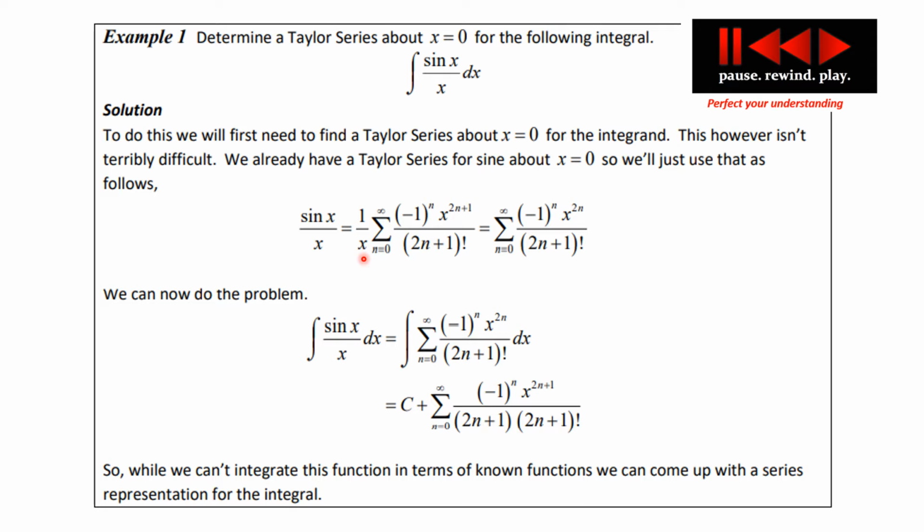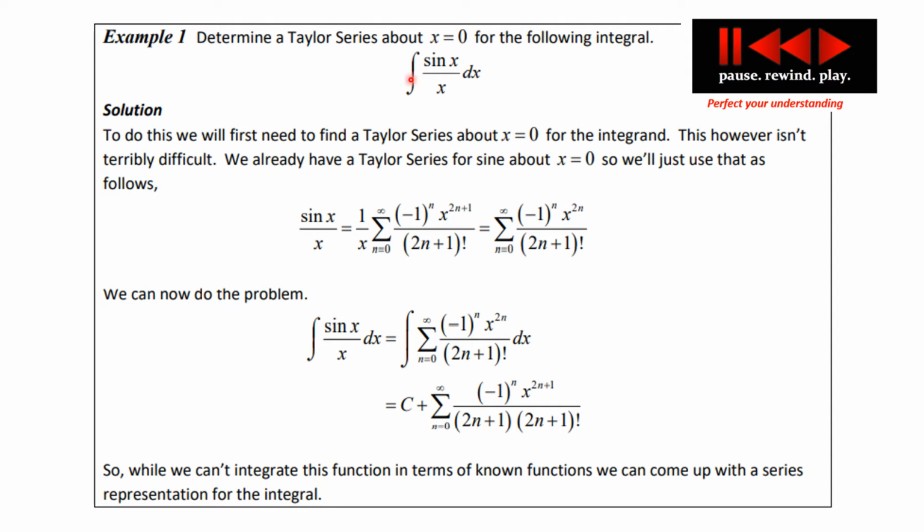But then we're going to take this x and distribute it throughout, because, as we proved, you can treat this as an algebra situation. This is kind of an infinite polynomial, and so you can divide all the way through by x. So instead of the power being x to the 2n plus 1, the power is going to be x to the 2n, and so this is what we have.